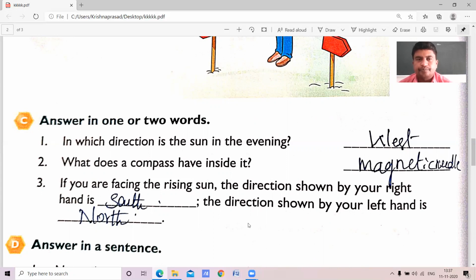Okay, next one. What does a compass have inside it? The compass has a magnetic needle. Look at the word magnetic, magnetic needle. Inside of the compass. Am I right, children? It is the correct answer.